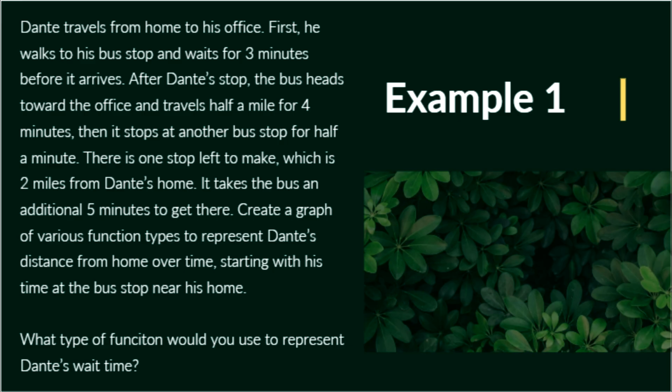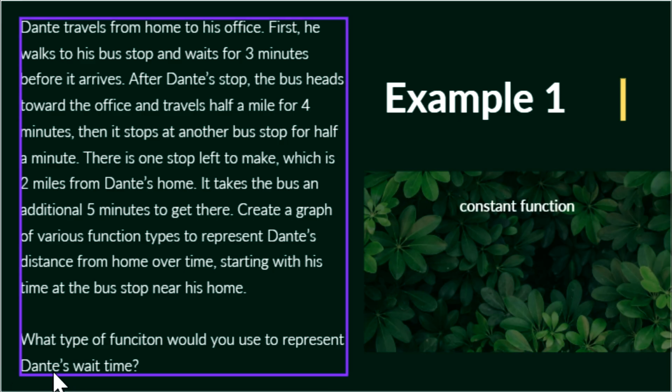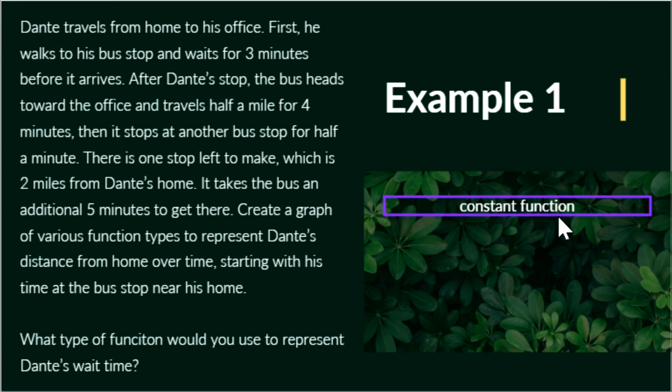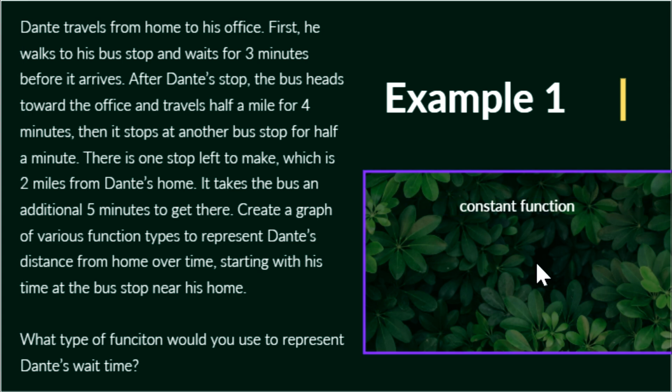Now, I made this slideshow yesterday, and I don't remember there being anything at the end about you having to create a graph like this without a formula, so don't stress about that too much. What it wants to know at this point is what type of function would you use to represent Dante's wait time, and that's a constant function. Now, it didn't teach you any of this, it just throws you in and expects you to know this. So if you didn't know that, don't worry too much.